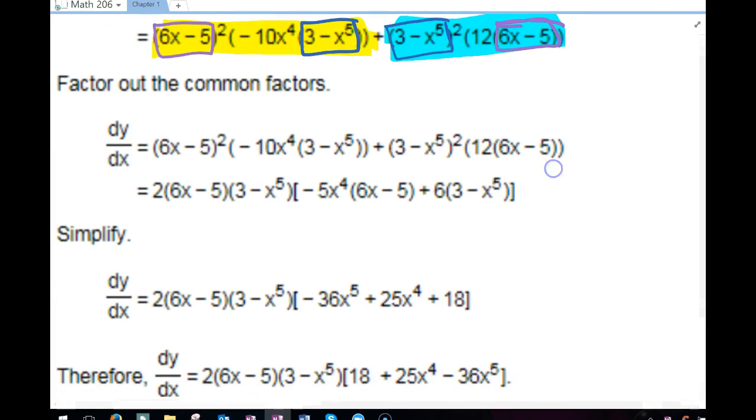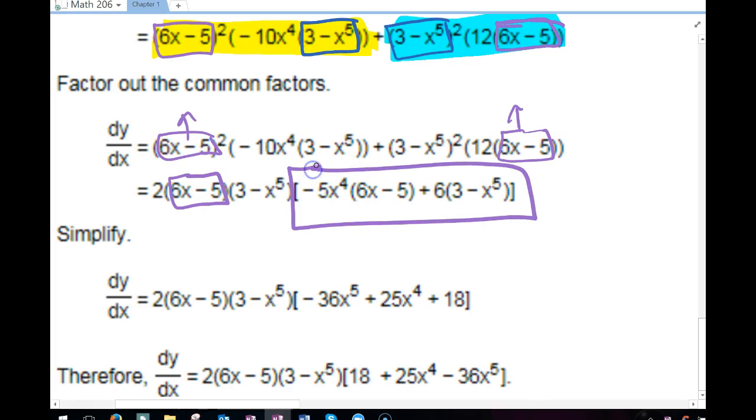It's a little clearer to see maybe in the second step here. I have a 6x, use the same color. I have a 6x minus 5 and a 6x minus 5. If I was to take that out of both terms, I can only take out one because this term only has one, right? That's where this 6x minus 5 comes in. This is what I have left. So it turns out I'm going to end up taking also out a 3 minus x to the fifth, 3 minus x to the fifth, and I can also take out of my common term, I can take out a 2.